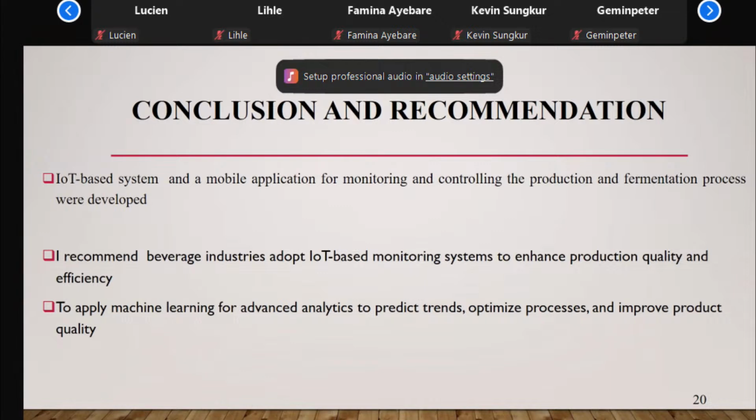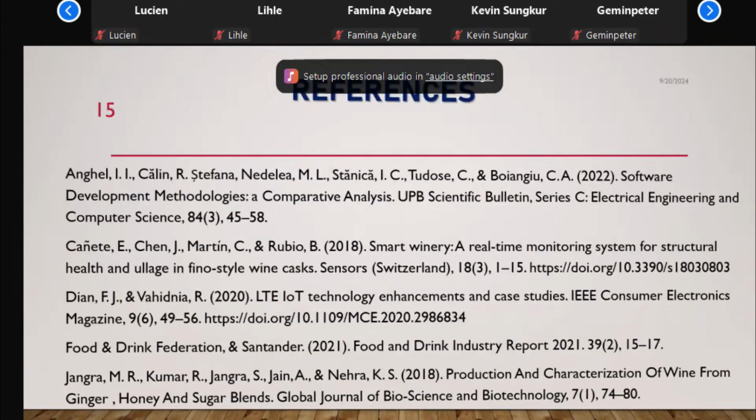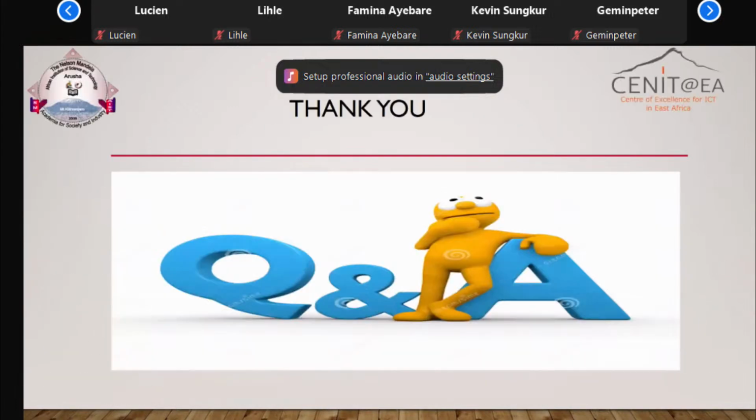Recommend the beverage industry system to enhance the production and efficiency. Also, to apply machine learning for advanced analytics to predict trends, optimize process, and good quality. Those are the references. Thank you.